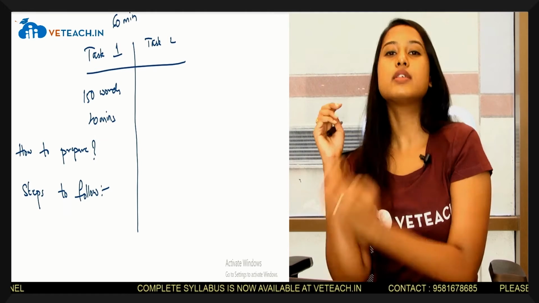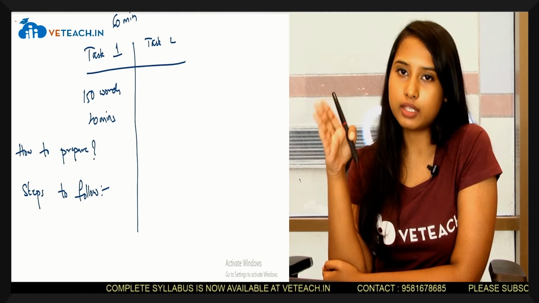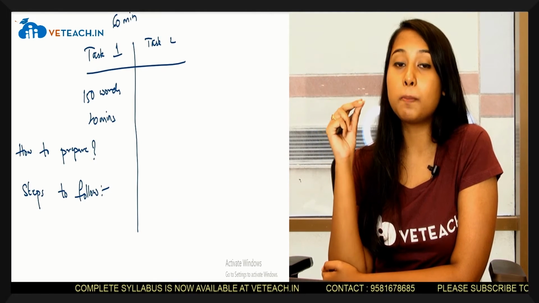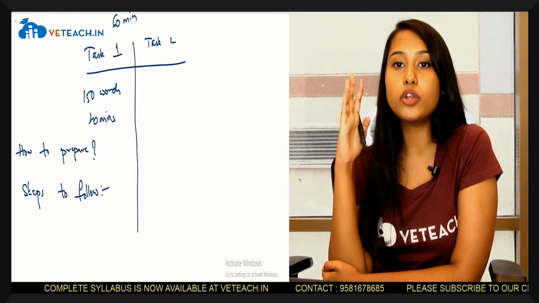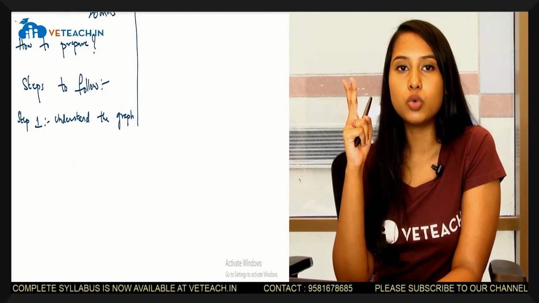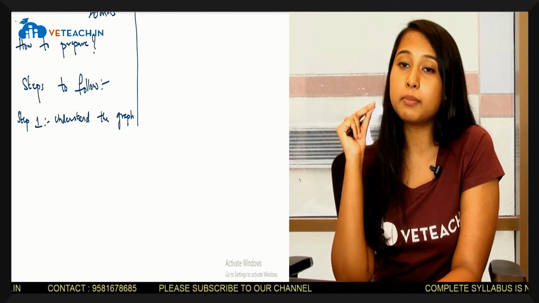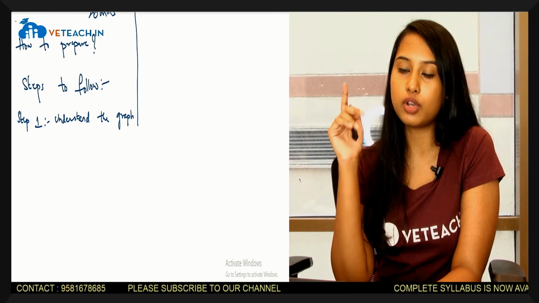Steps to follow. Step 1. First, understand the graph. Your introduction should include paraphrasing the graph, that is, what all this graph is about. Step 2. Analyze the graph. Try to find the main trends and any other key features in your writing.